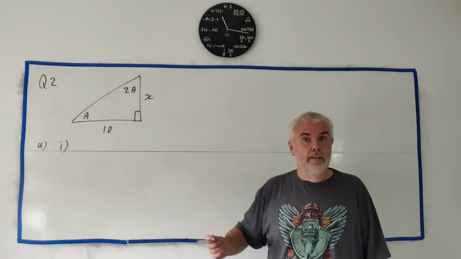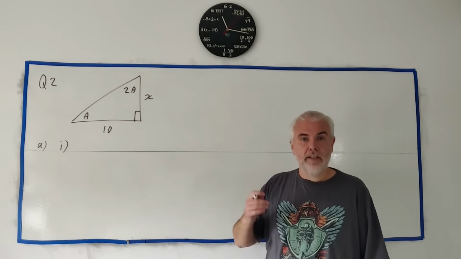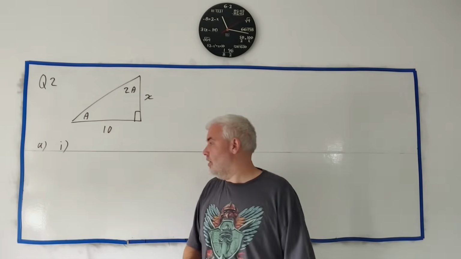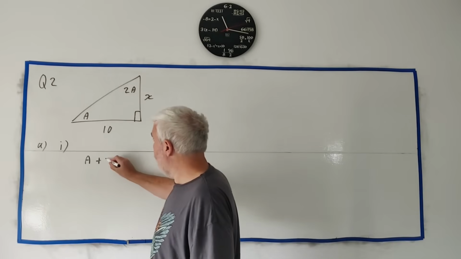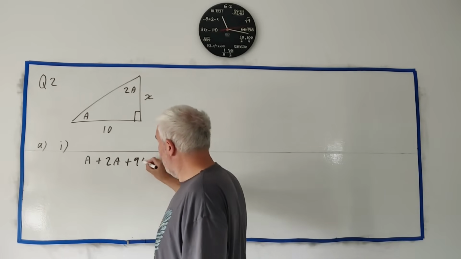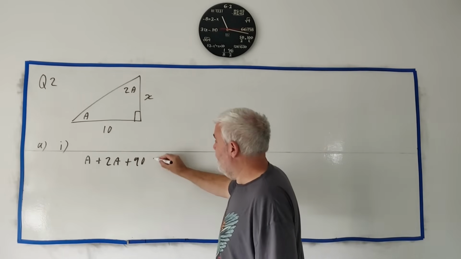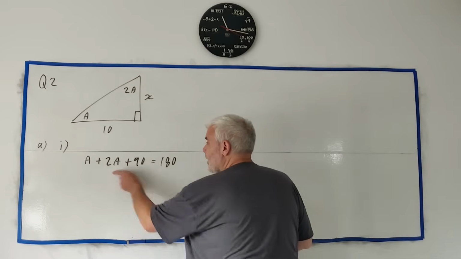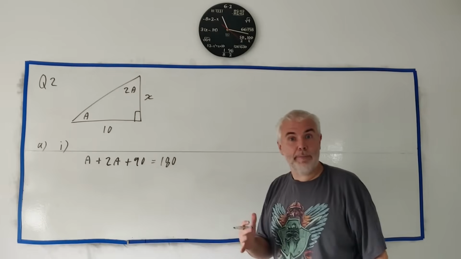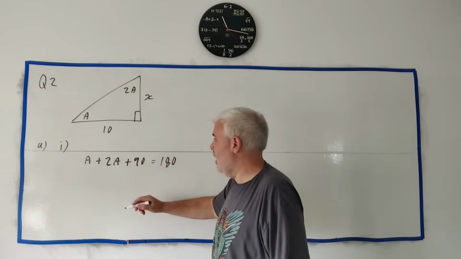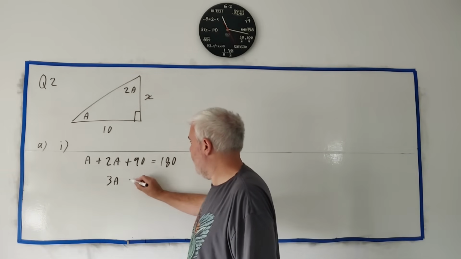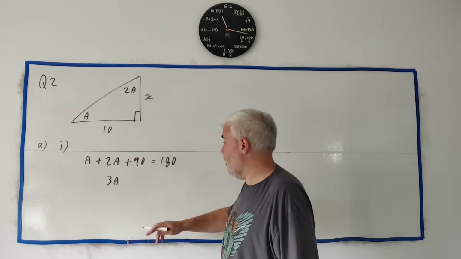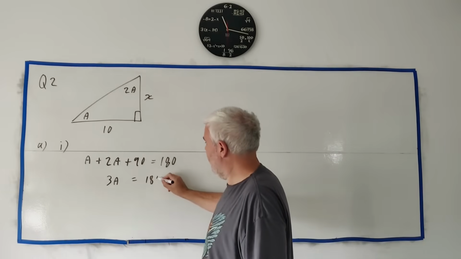Okay, so how do we find the angle 30? We have a triangle. You should be thinking triangle angles add to 180 degrees. A plus 2A plus 90, that's all three angles, should add up to 180. The only thing we don't know in this line is A, so that means we can solve it. Let's add A plus 2A together. We get 3A. Let's take 90 from both sides. Leave 180 where it is.